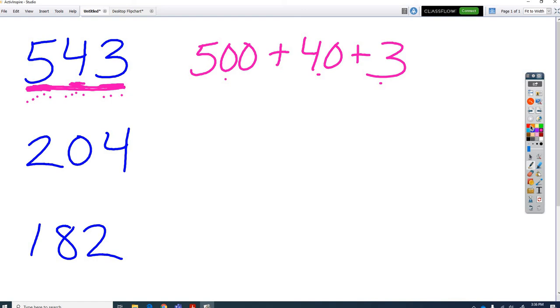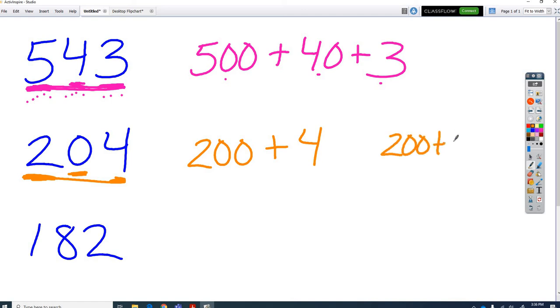All right, let's try 204. So we've got 204. We have 200, so we have 100, 200. And then we have no tens. We can either put a 0 there because there's no tens, or we could just skip it. Since it's 0, we wouldn't have to really write anything and just skip it and go to the 4. And since it's 4 ones, we can just put 4 because 4 ones is 1, 2, 3, 4.